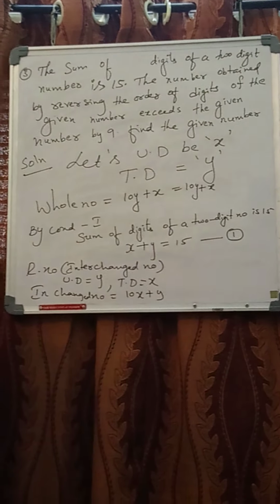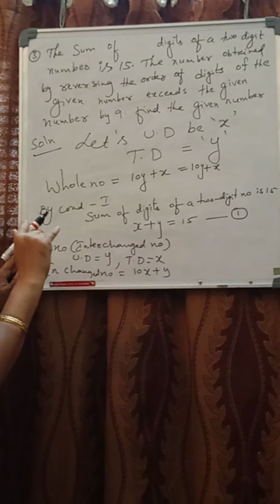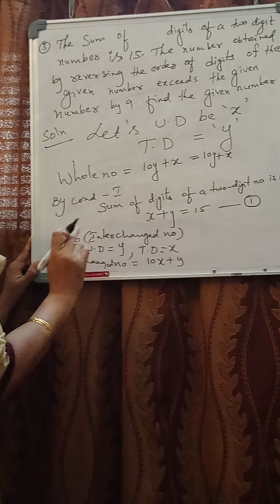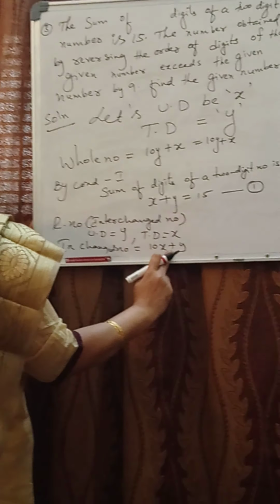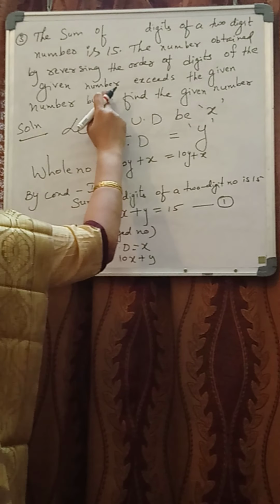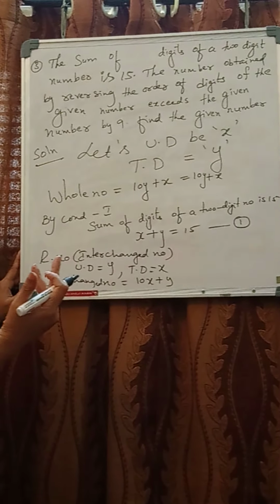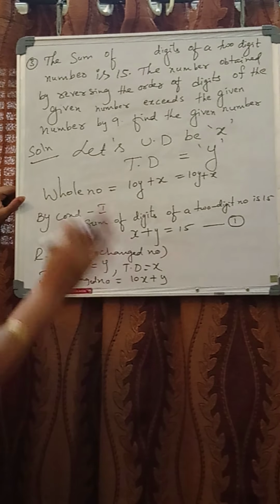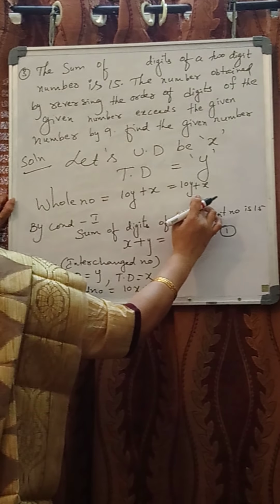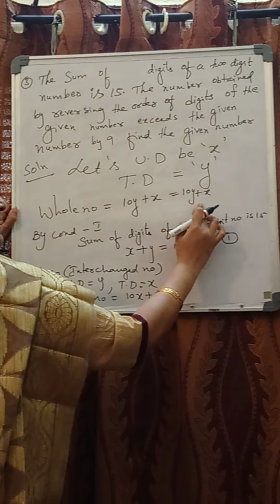So what is condition 2? Condition 2 is the number obtained by reversing the order of the digits of a given number. So what is the number we got by reversing the digits? We got 10x plus y. That number exceeds the given number by 9. Exceeds the given number by 9 means, what is the given number? The given number is 10y plus x, plus 9.